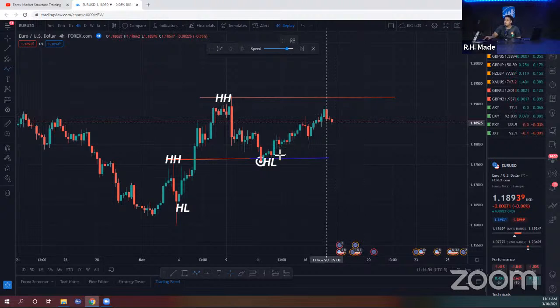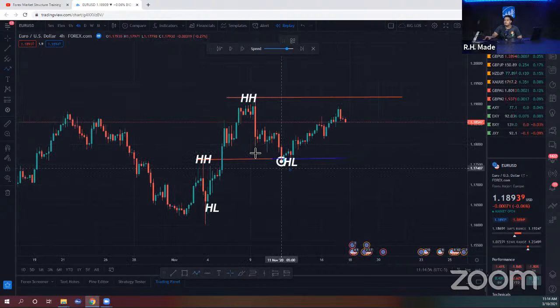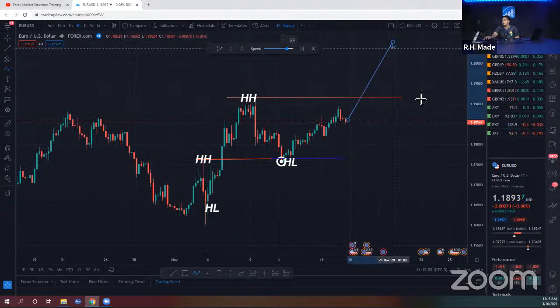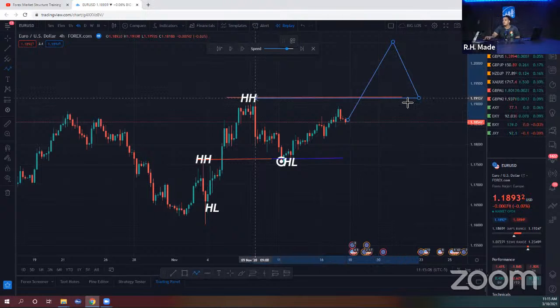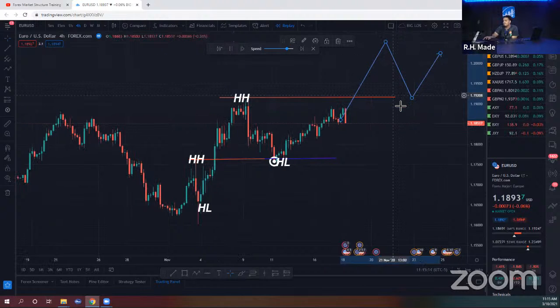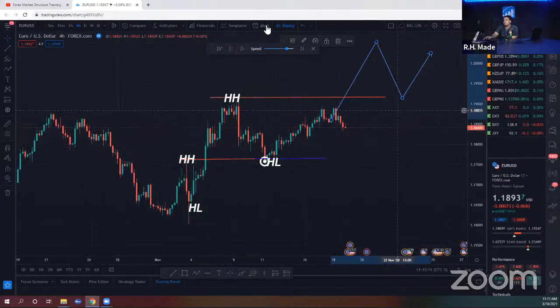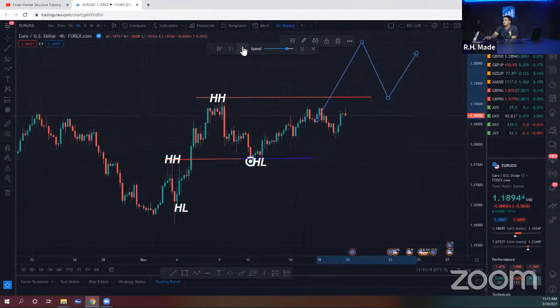Okay, so say you missed this entry down here at the retest of the previous higher high. It's cool. You just be patient and wait for your next opportunity, right? Wait for this resistance zone to be broken, and then you can get in on the retest. Now let's see. I'm gonna just speed this up.